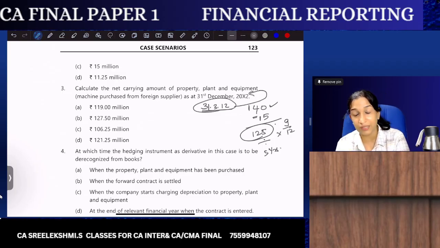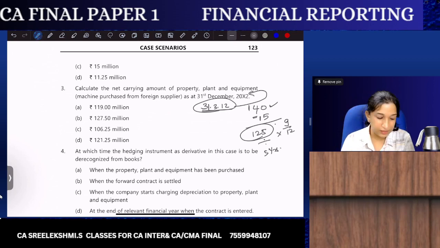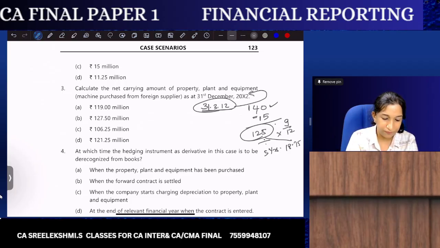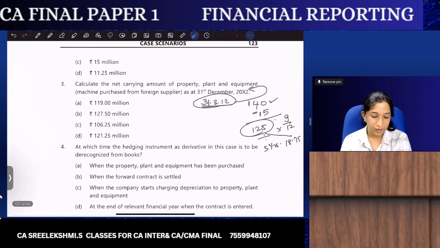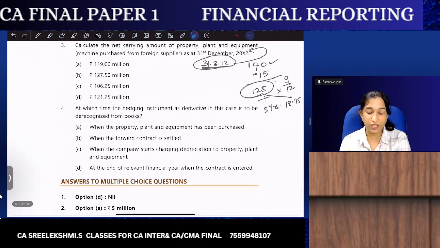Depreciation on 31st December 2012, 9 months, 9 by 12. So it is coming to, let me calculate, 18.75. So 125 minus 18.75, 106.25 million. Now, at what time is the hedging instrument, the derivative in this case, to be de-recognized from books?